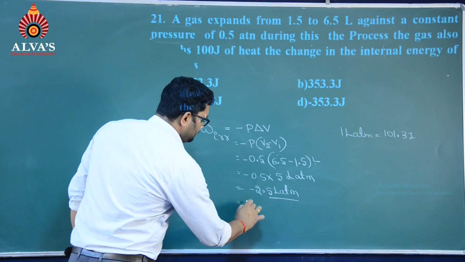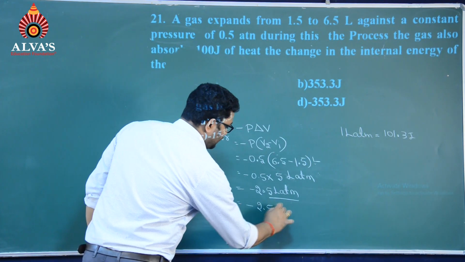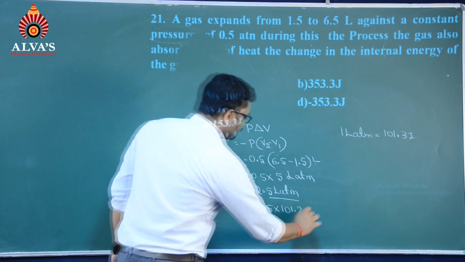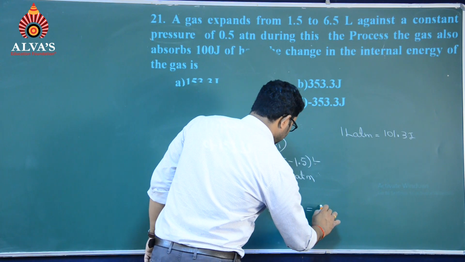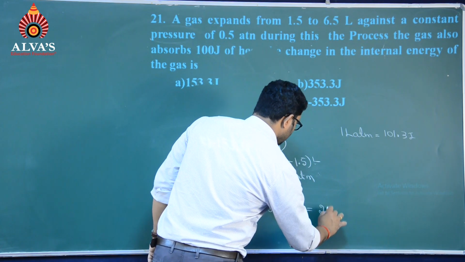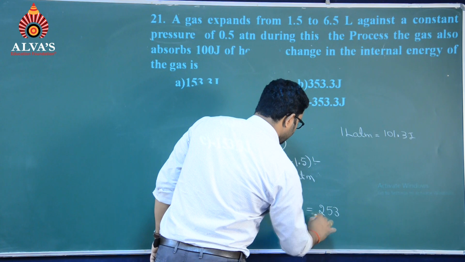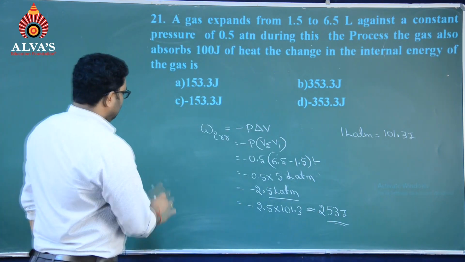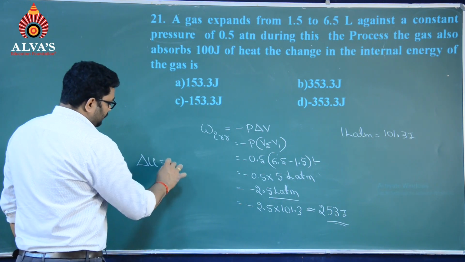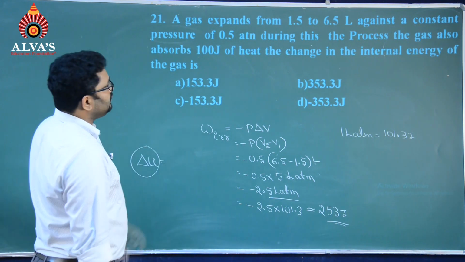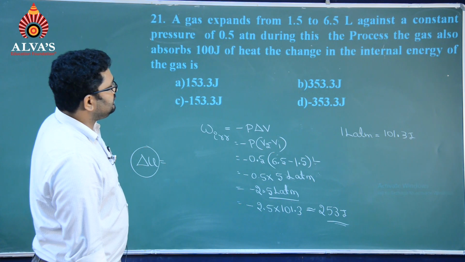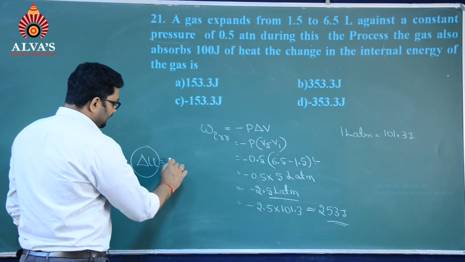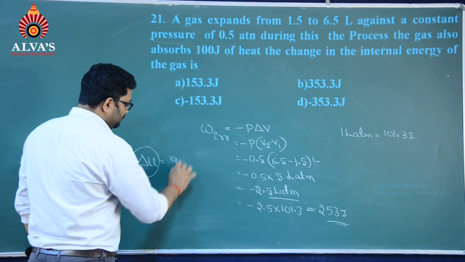Hence, multiply 101.3 to this value, you will get approximately 253 joules. We have one equation to find out delta U, that is the change in internal energy. Delta U is nothing but Q plus W.